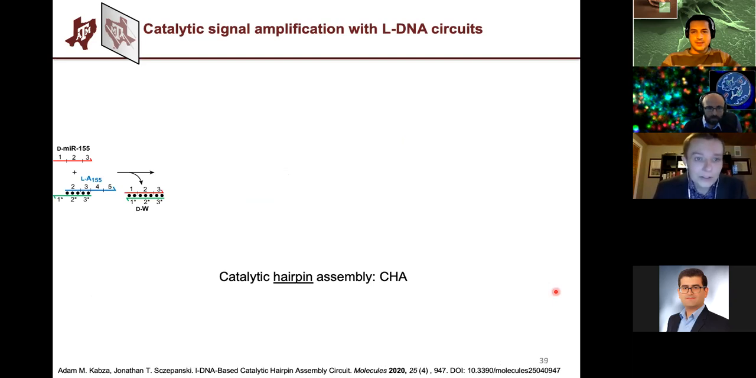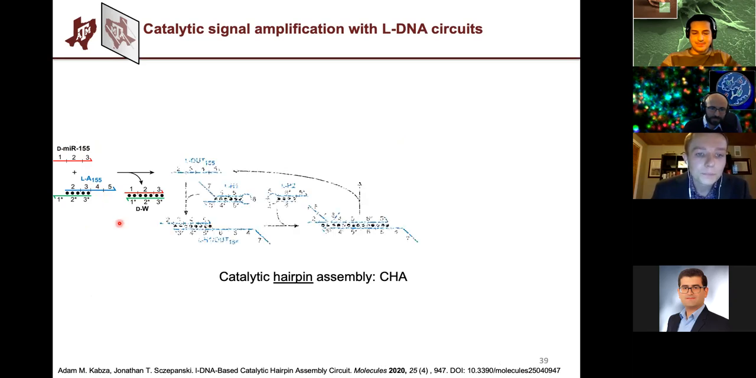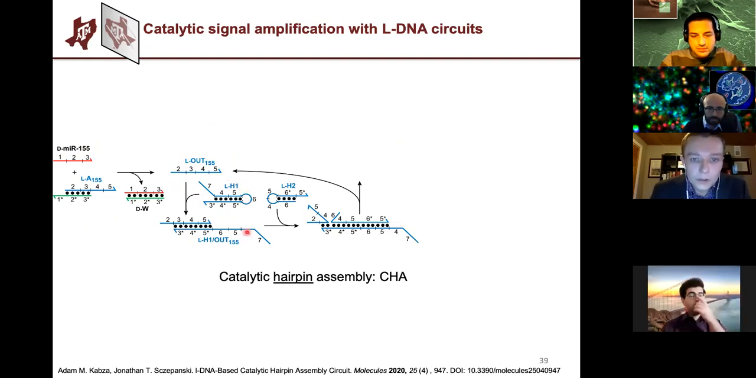All right, so this is probably the most brutal circuit I have to show you guys, so bear with me. We have D microRNA comes in and displaces this L155 strand. This strand now goes on to activate the L hairpin 1. L hairpin 1, once opened, interacts with L hairpin 2. When L hairpin 2 hybridizes to L hairpin 1, it displaces again this L out 155 strand.